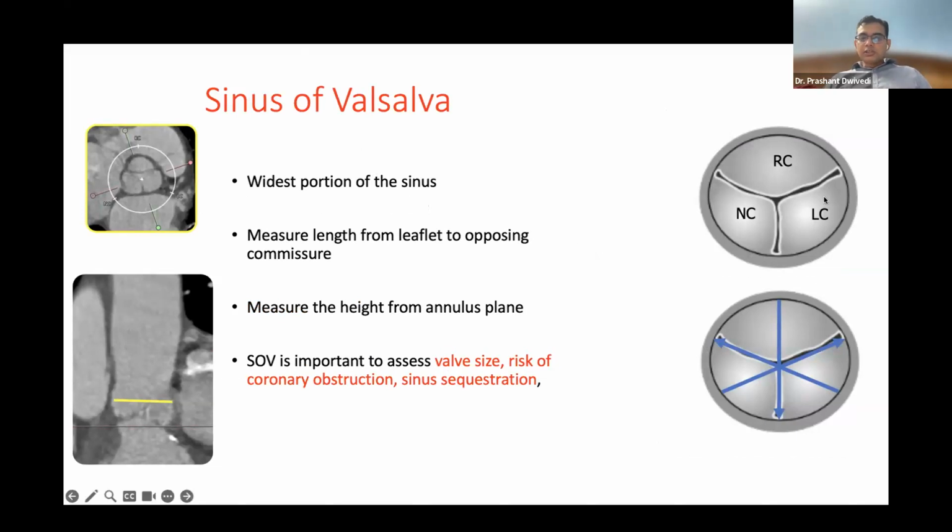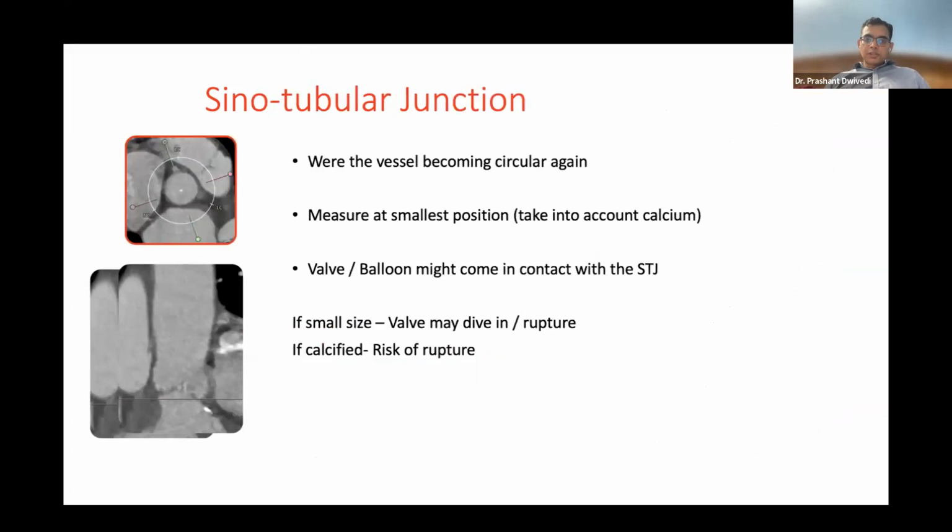We need to measure the length from the leaflet to the opposite commissure, and we also need to measure the height of the sinuses. So we can measure the sinus height where the sinuses are going to be maximum size. The sinus of Valsalva is basically important to assess the valve size, risk of coronary obstruction, and risk of sinus sequestration.